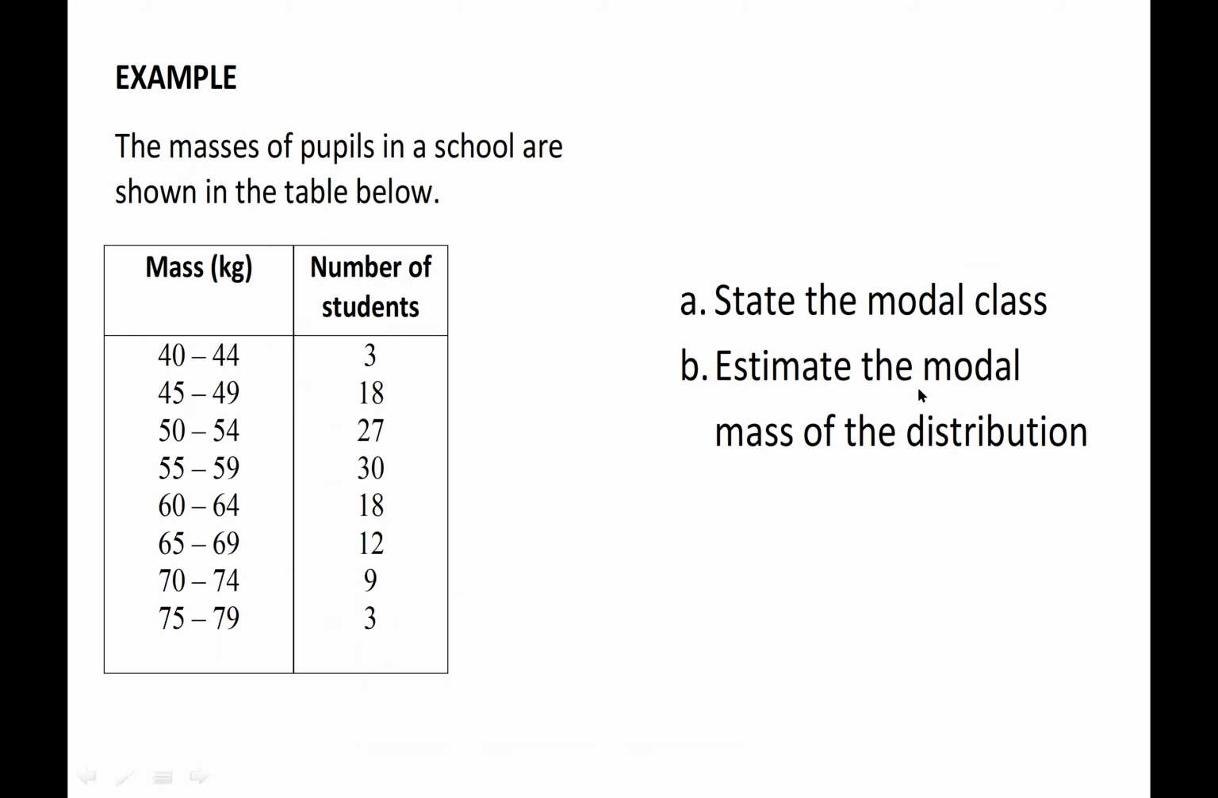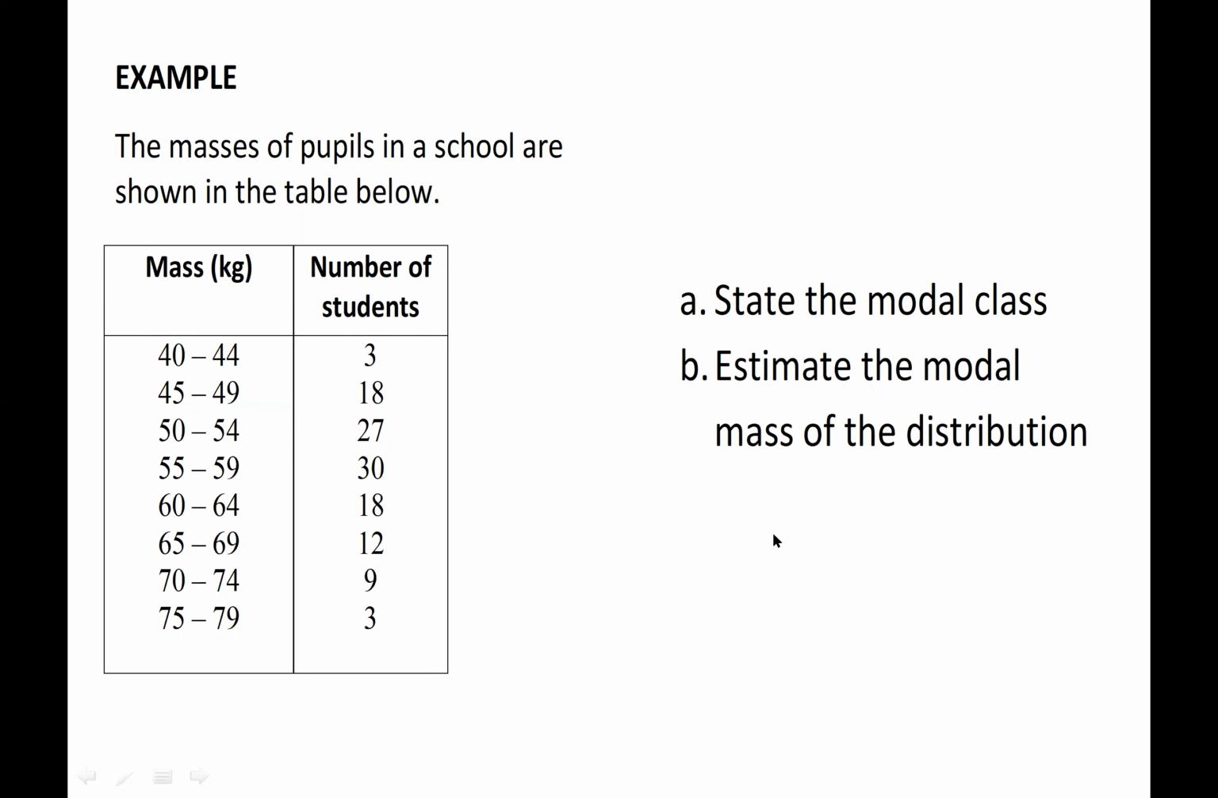But if you want to get the modal mass, which is within this class here, which mass between 55 to 59 did most students have? Was it 55? Was it 56? Was it 57? Was it 57.5? Which one within this range did most students have? That is what I mean by the modal mass.